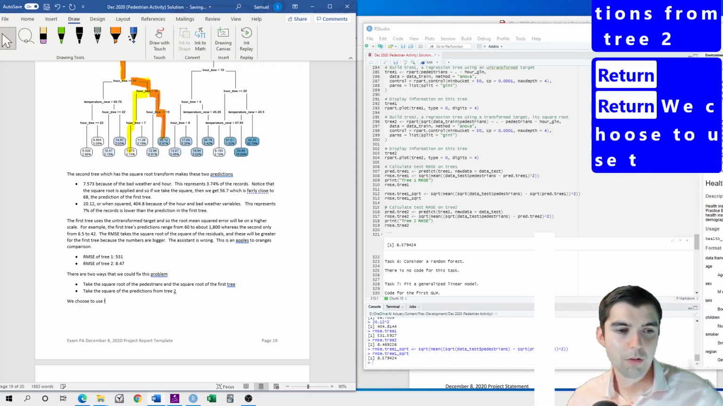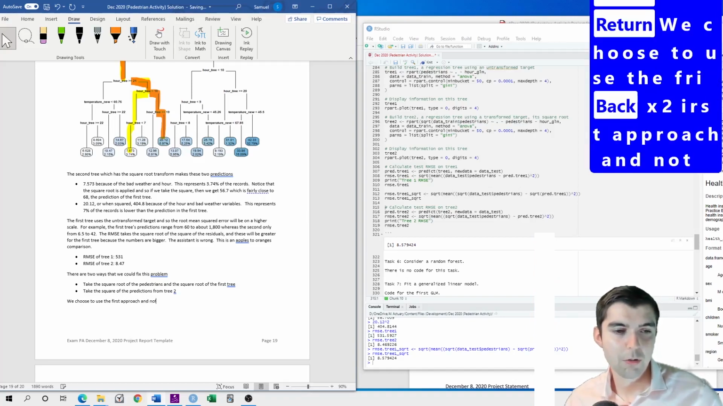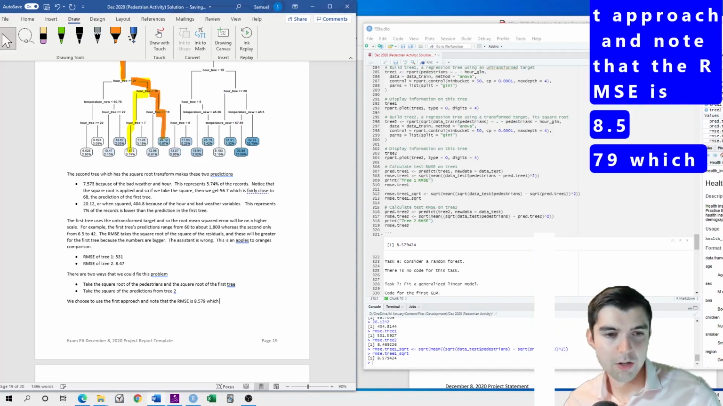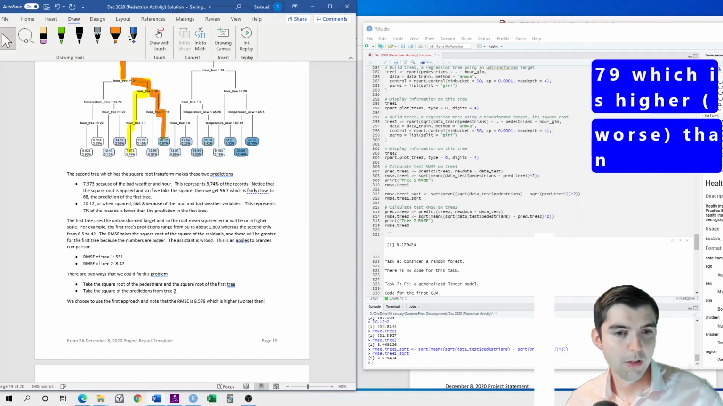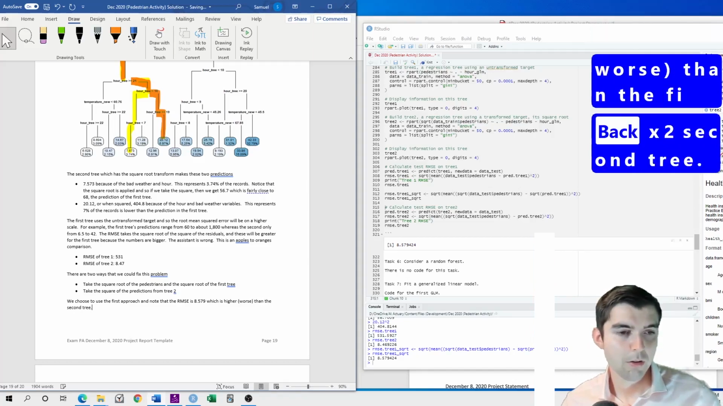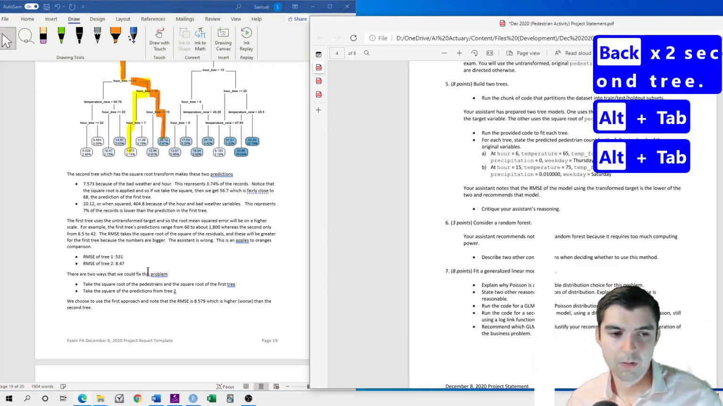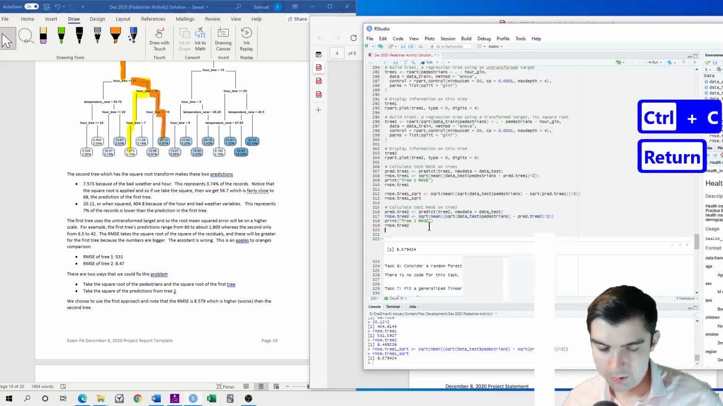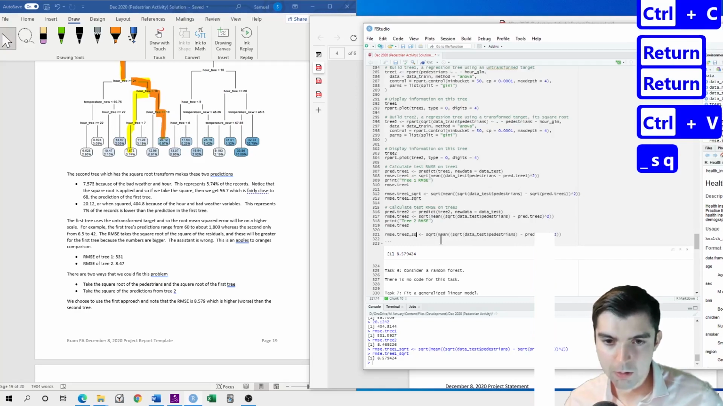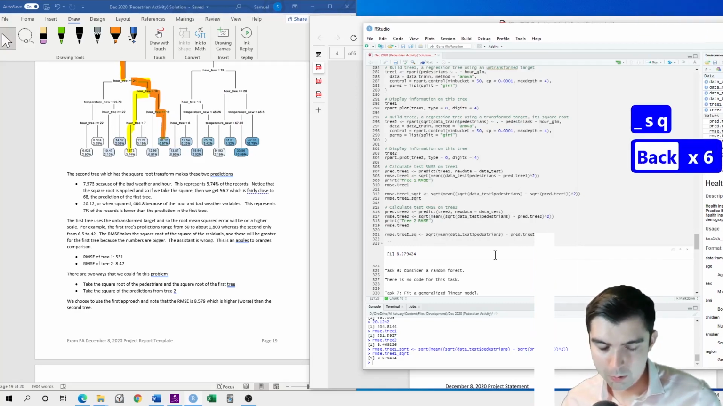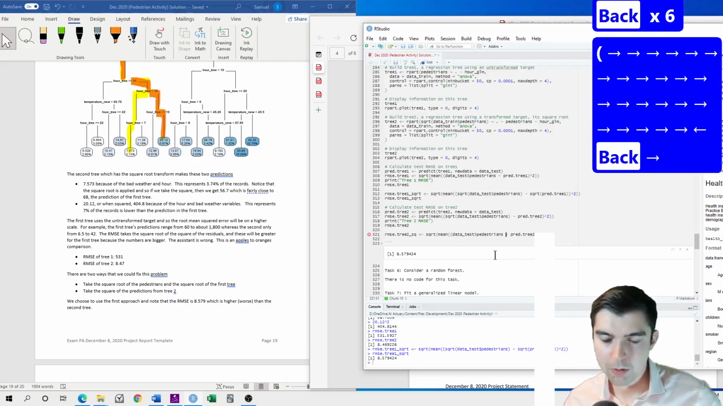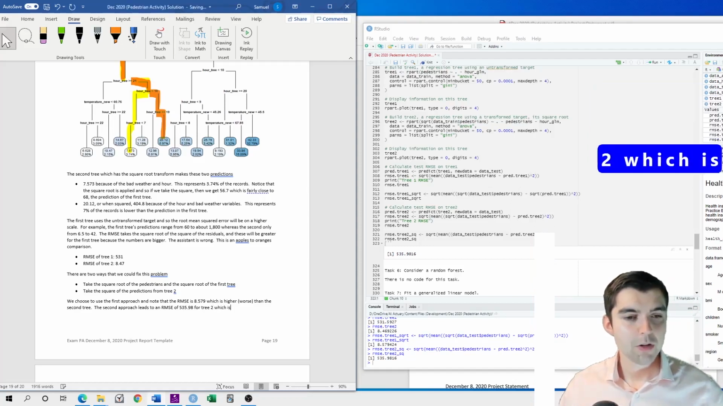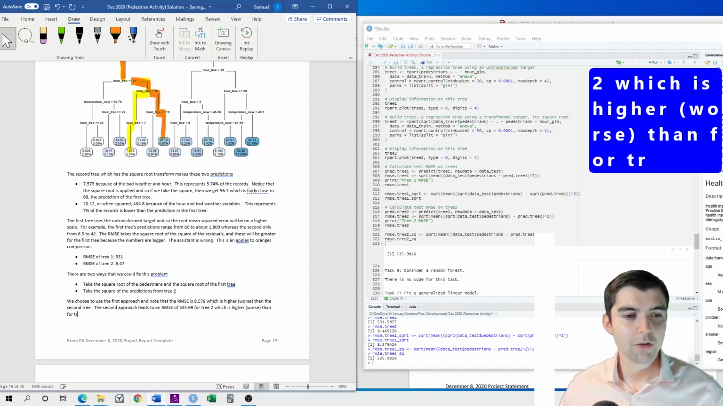We choose to use the first approach, and note that the RMSE is 8.579, which is worse than the second tree. And just to be safe, we can also do the second step. So we'll take this one and we'll square the values of the predictions. The second approach leads to an RMSE of 535.98 for tree 2, which is worse than for tree 1.